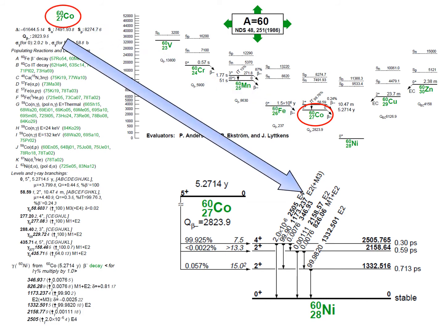And this is my decay scheme. This shows how cobalt-60, with a 5.2714 year half-life and a spin and parity of 5/2 plus, decays to nickel. As we see, 99.925% of the time it decays to this excited state of nickel. Then that excited state, 99.9% decays to this state, and then 99.98% of the time it decays down to the ground state.